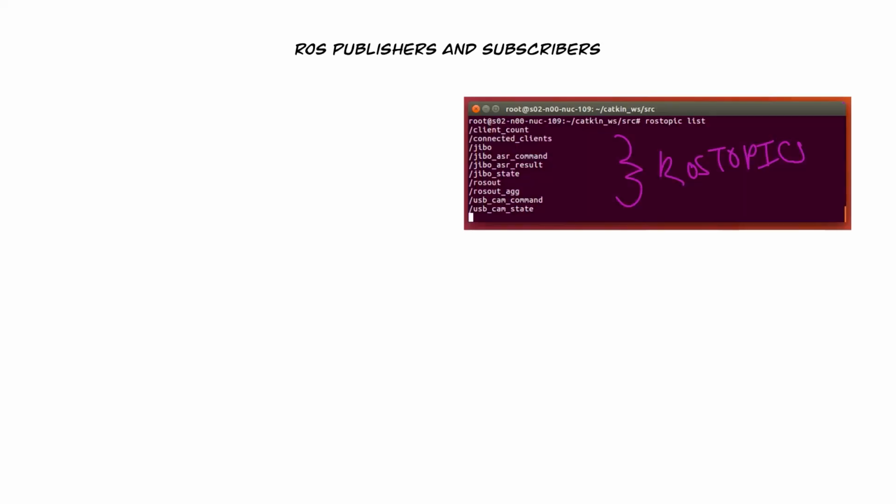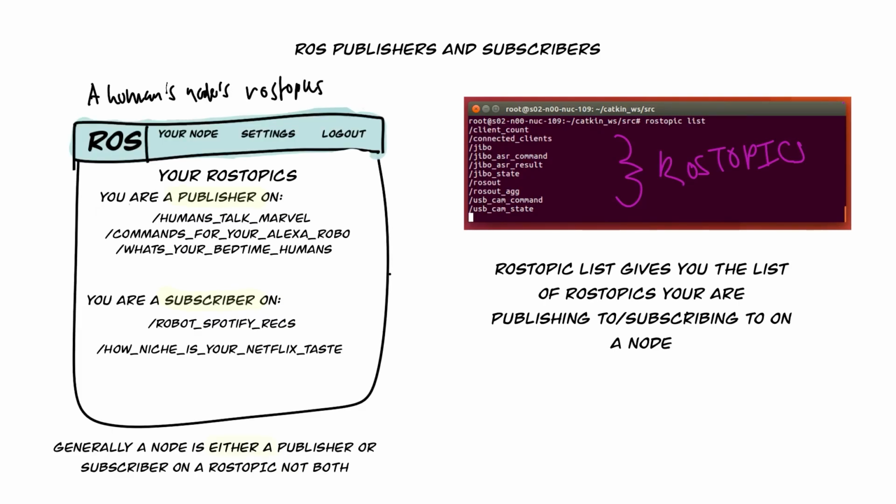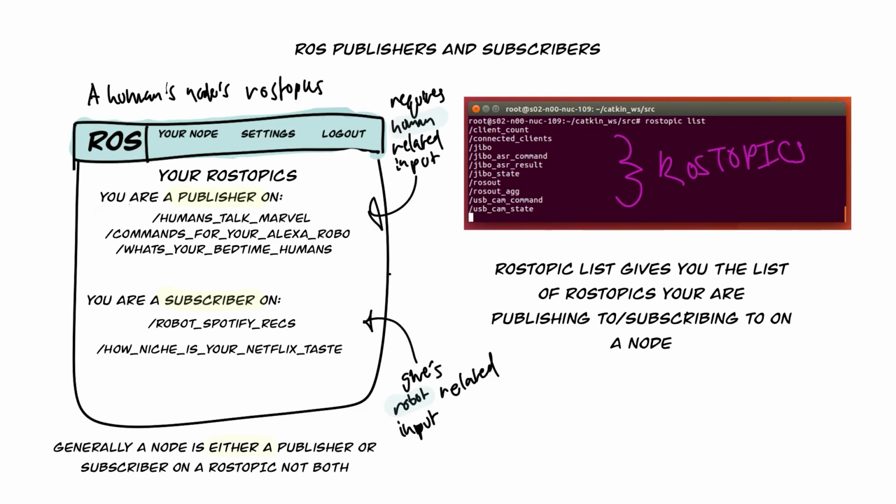A ROS node can be a publisher and a subscriber to different ROS topics simultaneously. However, on ROS, most nodes only have one role per ROS topic, since nodes generally do not want to publish and subscribe to the same ROS topic. For example, if I post on Humans Talk Marvel, I don't really want to view it because the ROS messages posted there are human movie opinions, and I already have my own opinion. Or I could find other humans' opinions on Twitter.